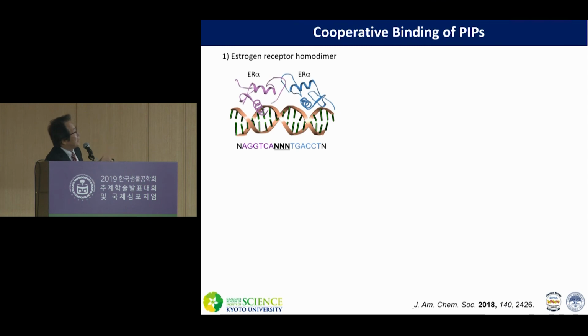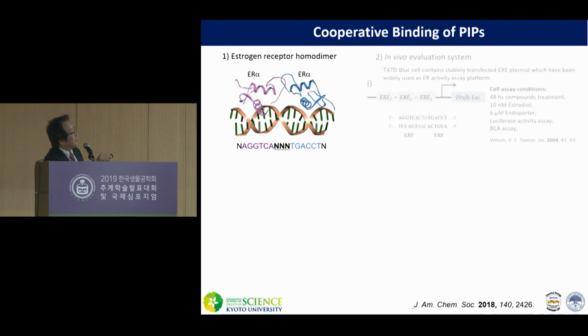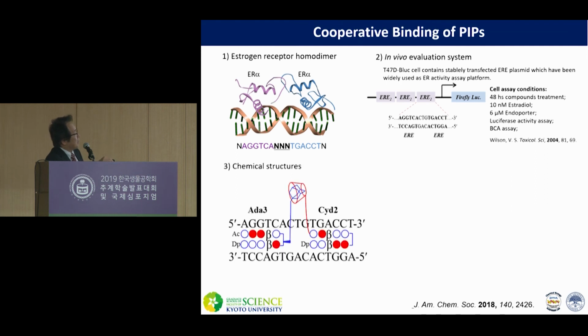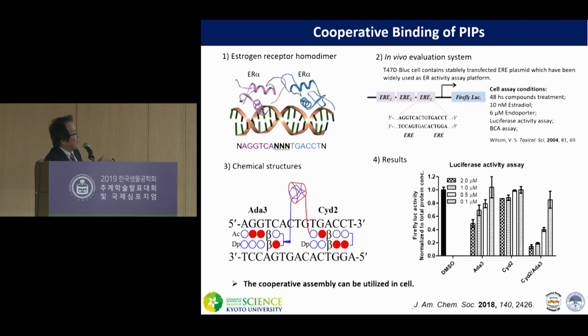And we tested the efficacy in the living cell using the reporter system, which has the estrogen receptor promoter region. And these are the molecules, and each monomer reduces the expression of firefly. However, if we use them together, then very strong inhibition was observed, clearly indicating that the cooperative assembly can be utilized in the cell.